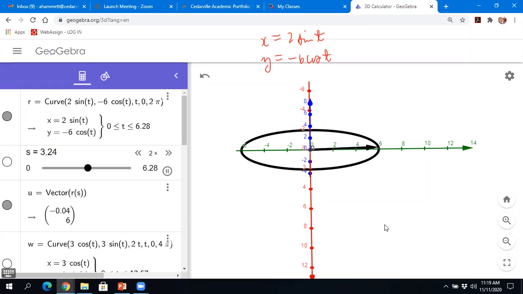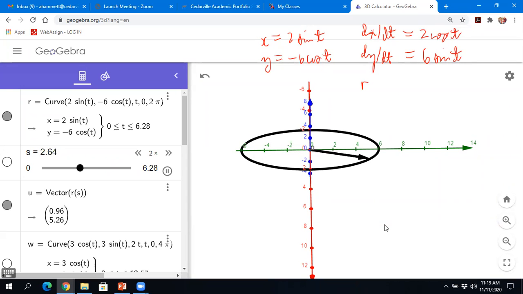So what is dx dt? Dx dt is 2 cosine of t, exactly. And dy dt is 6 sine of t. Thank you, yes. So in other words, r prime of t, the x coordinate differentiated and the y coordinate differentiated, is 2 cosine of t, comma, 6 sine of t.